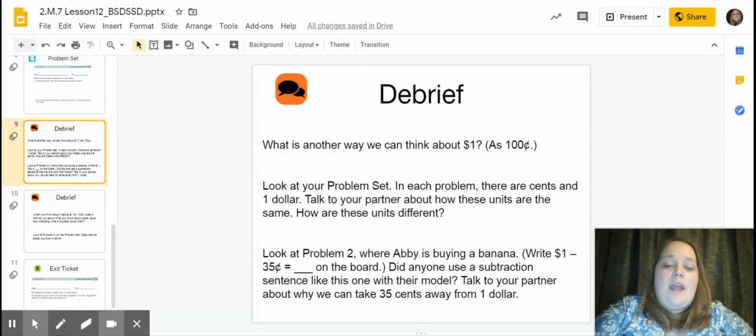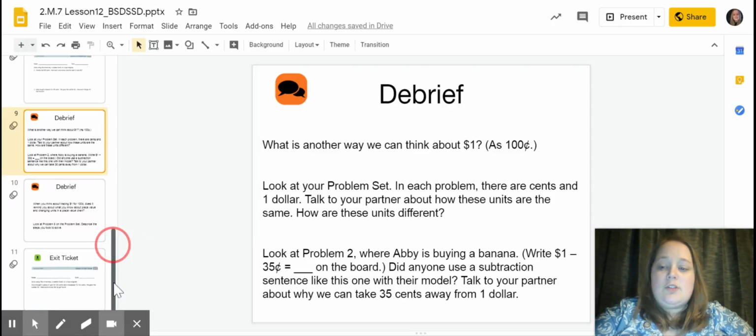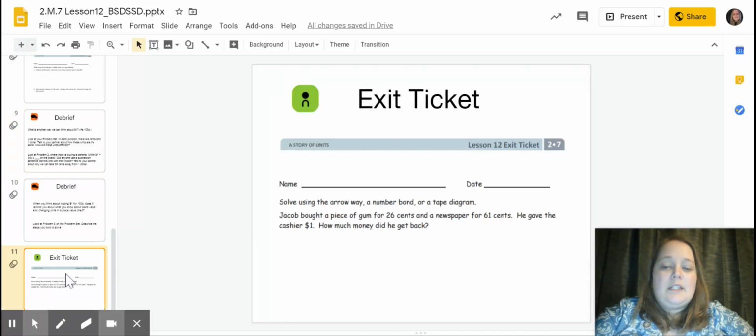All right, and then I want you to think about $1 minus 35 cents. You may not have had that problem, but think about how you could take a dollar and you could subtract 35 cents. Here we were adding on, but could you also subtract from? So a dollar is equal to 100 cents. So could you do 100 cents minus 35 cents? I bet you could. All right, here is our exit ticket, our last problem of the day.